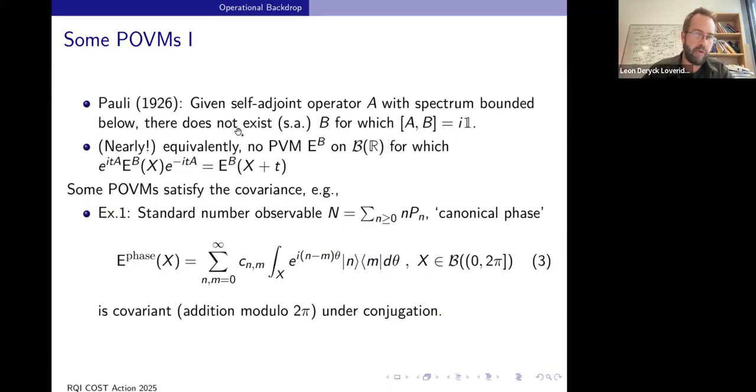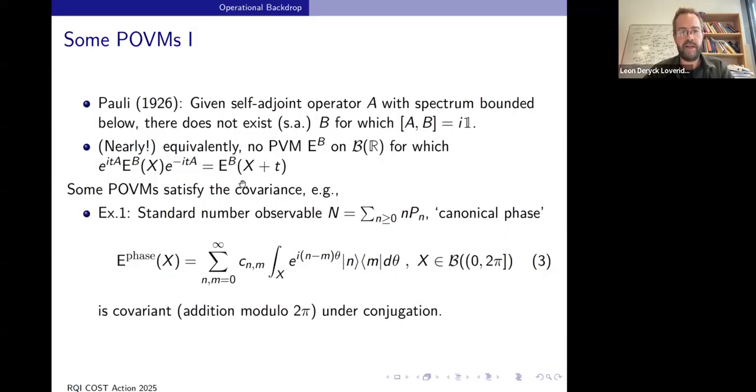There's this old theorem by Pauli that really is the Stone-von Neumann theorem, that says if we have a self-adjoint operator with a spectrum bounded below, then there's no conjugate self-adjoint operator. So there's no self-adjoint operator which satisfies the canonical commutation relation. That rules out, for example, time observables conjugate to a Hamiltonian if we believe that the Hamiltonian is bounded below, or typically you'd think of it as being positive. Of course, these might be unbounded operators, so one has to be a bit careful here.